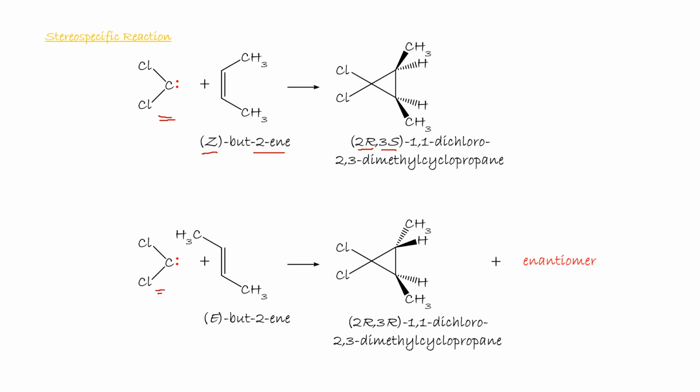When the dichloromethylene reacts with E-2-butene, it leads to the formation of a racemic mixture of 2R,3R-1,1-dichloro-2,3-dimethylcyclopropane and the enantiomer, the 2S,3S isomer.